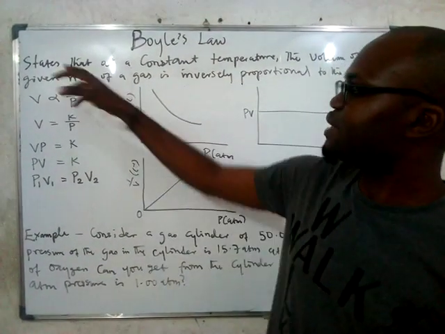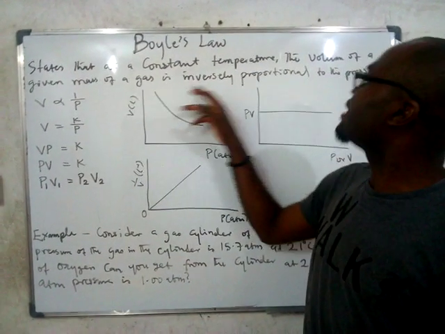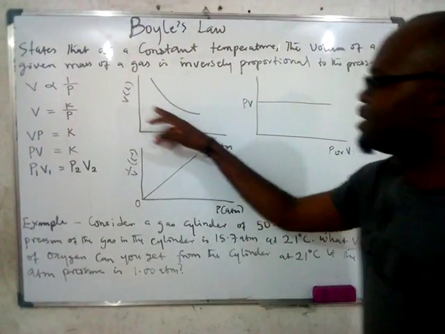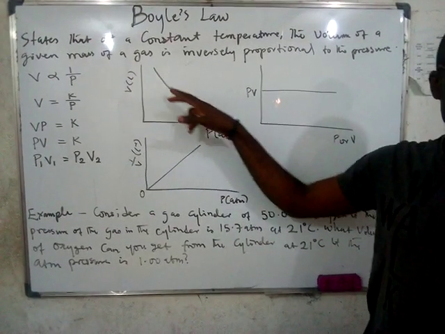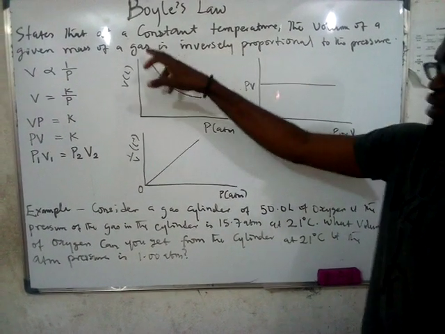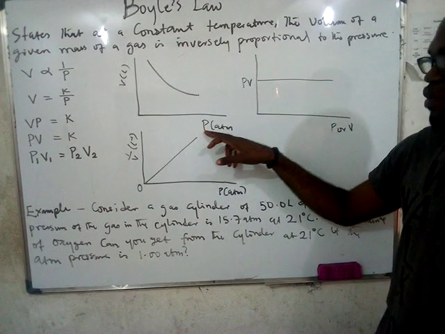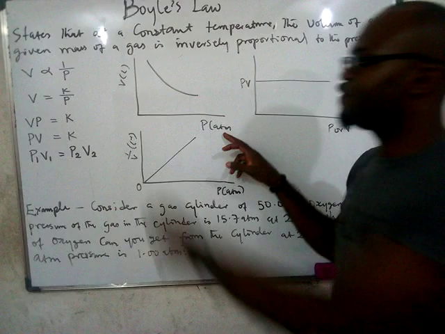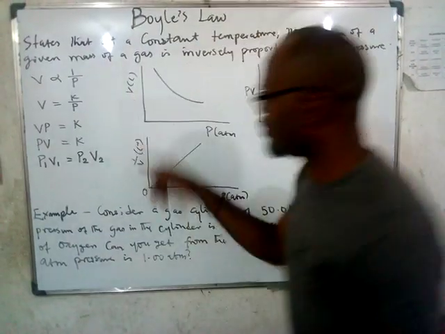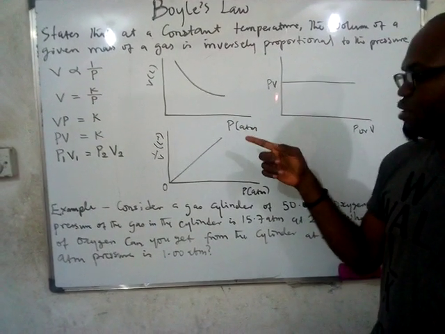So this is the mathematical expression for Boyle's law. And Boyle's law states that at constant temperature, the volume of a given mass of a gas is inversely proportional to the pressure. And that is represented like this. Once there is direct proportionality, it has to move like this. But if it's inversely proportional, it has to move like this. This is volume inversely proportional to pressure, with pressure in atmosphere and volume in liters. If instead of volume you have 1 over volume, it will be a proportional relation.